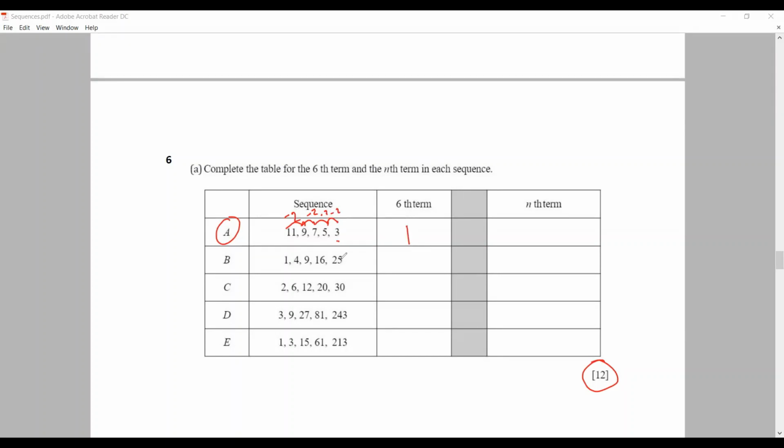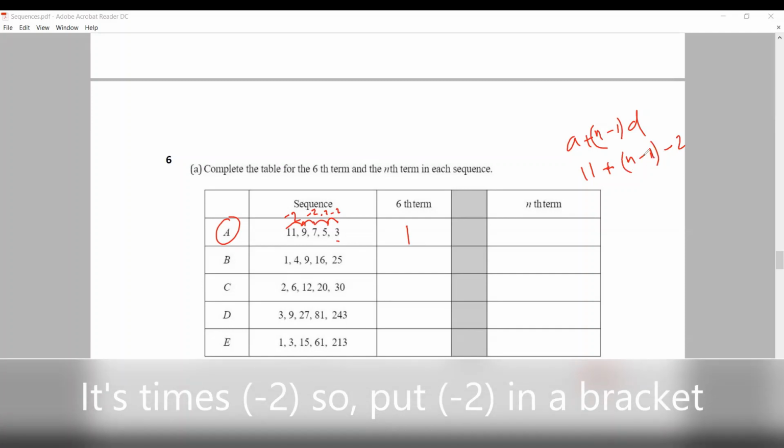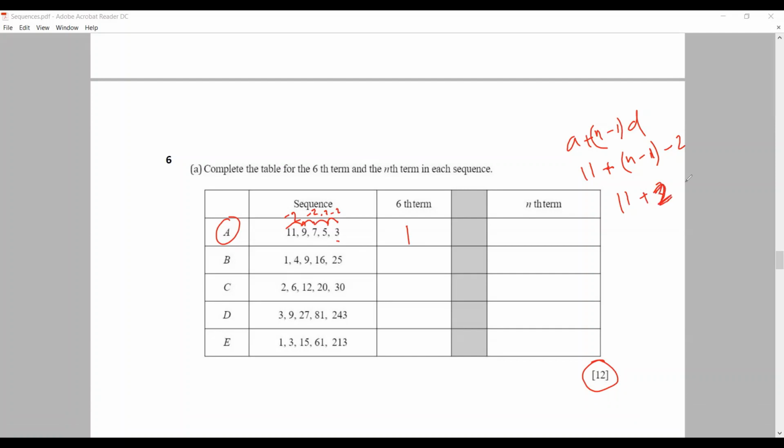And the nth term, this is an arithmetic sequence. So it follows this format, a plus n minus 1 times d. A is the first term, which is 11, n minus 1. D is negative 2. So you just open this bracket and you get plus 2 minus 2n. So we get negative 2n plus 13, right?